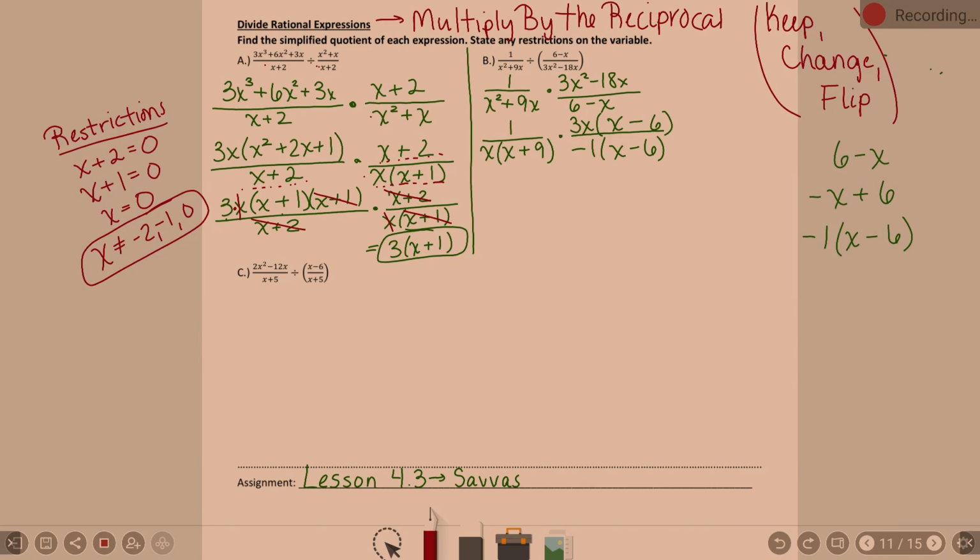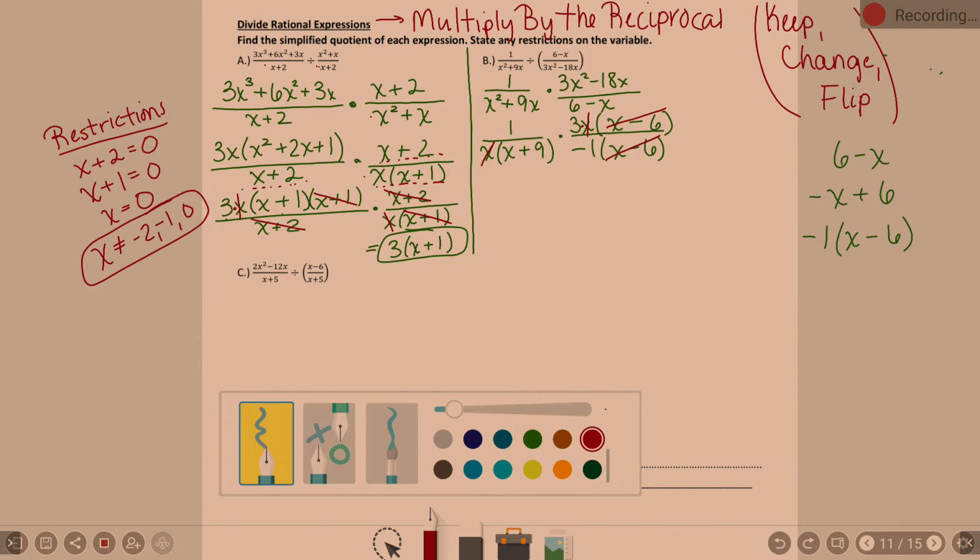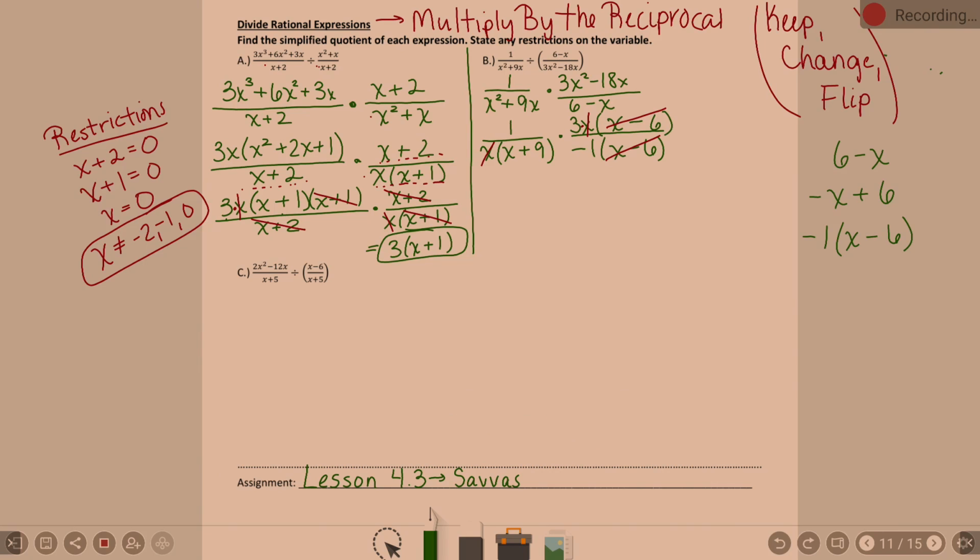X minus 6 cancels with x minus 6. X with the 1 through X. And x on the bottom cancels with the x in 3x; we can cancel x and x. The 3 is going to stay, isn't it? Anything else cancel? The ones don't cancel, do they? No. They're just ones. They're going to be there regardless.